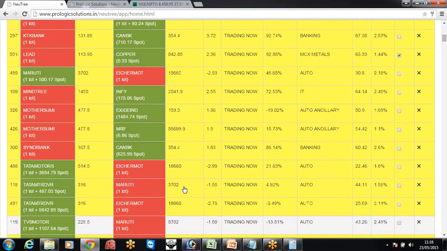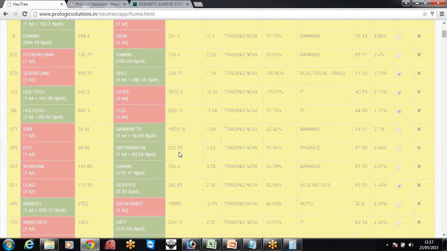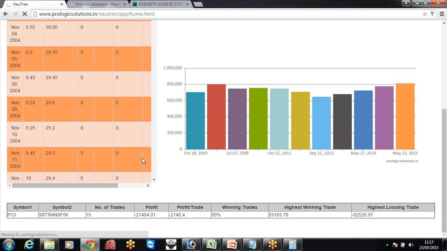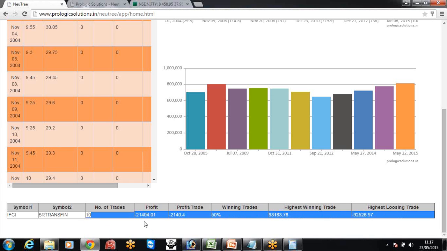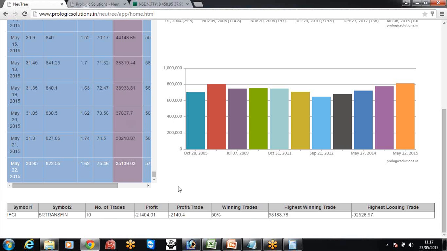I think there is one call which has. This is one particular call which is giving you consistent profits, but it has not got exited till now. That's still currently running. We have 50% winning trades here, only 10 trades. In the 10 trades, let's see how many actually are the winning trades and how many are lost trades.